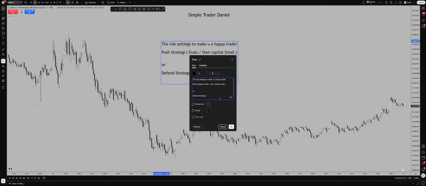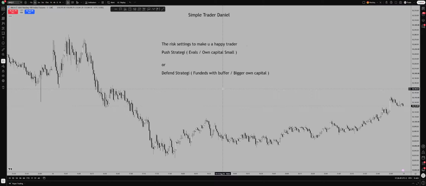Defending strategy: funded with a buffer slash bigger own capital. And it's very important to listen now. You're never going to use a push strategy on funded, and you're never ever going to use a defend strategy on evals if you have passed an eval before. If you have never passed an eval before, use the defense strategy there.